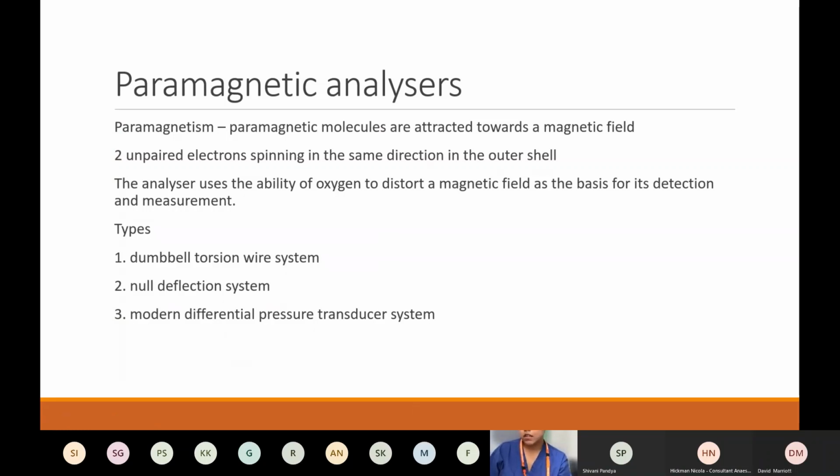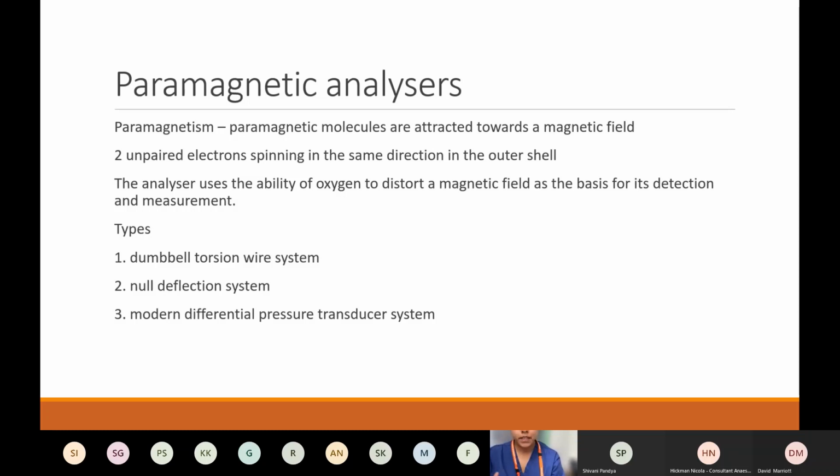The next type of oxygen measurement device I'm going to talk about is the physical methods. The first one of that is the paramagnetic analyzers, and I'm going to explain what they are, what they do and how we use them. Paramagnetism is a property where magnetic molecules are attracted towards a magnetic field, and oxygen is a paramagnetic molecule. This is because it has two unpaired electrons in its outer shell, which are spinning in the same direction, so it's magnetic and it goes towards a magnetic field. The opposite of this is a diamagnetic molecule, such as nitrogen.